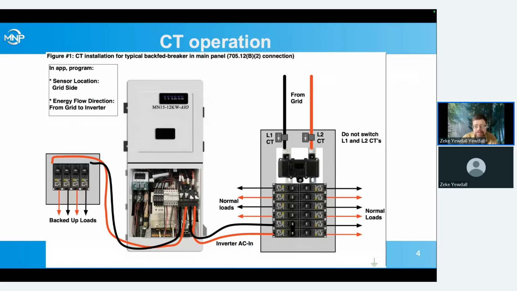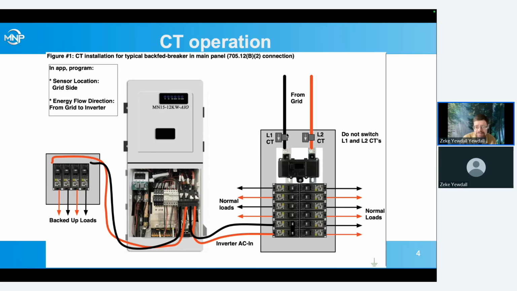If we look at a typical setup here, we've got our inverter. Here we've got our backed up loads on the inverter AC out. And then our normal loads are all the other loads in the main panel that are not backed up by the inverter, sort of our non-backed up loads. So say we want to power these normal loads here, we need to know how much power they are drawing so the inverter can send just enough power back through its connection to the backfed breaker here to power those normal loads, but not sell to the grid.